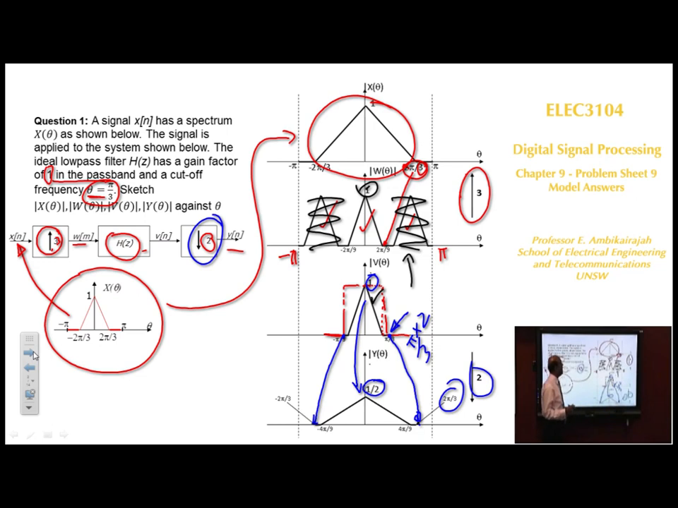So that's an easy exercise where you've got a spectrum given, and then you compress it first, filter it to remove the other 2, and then stretch it. Okay?